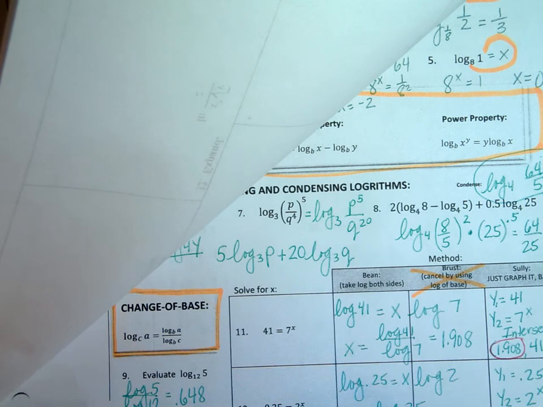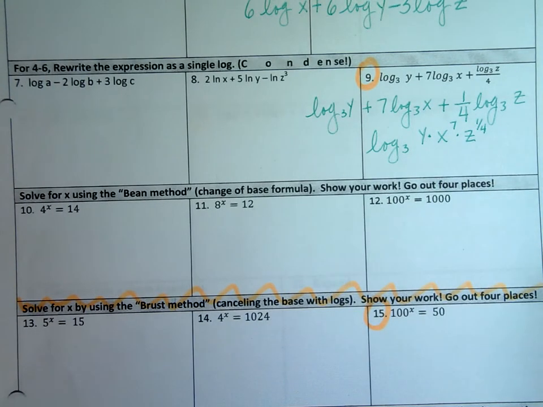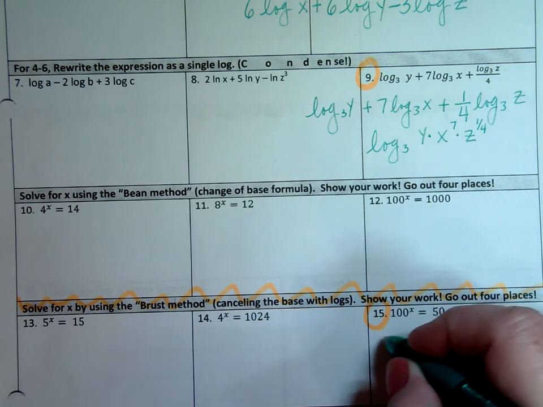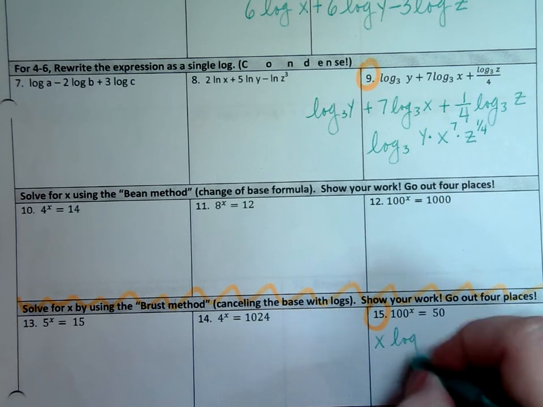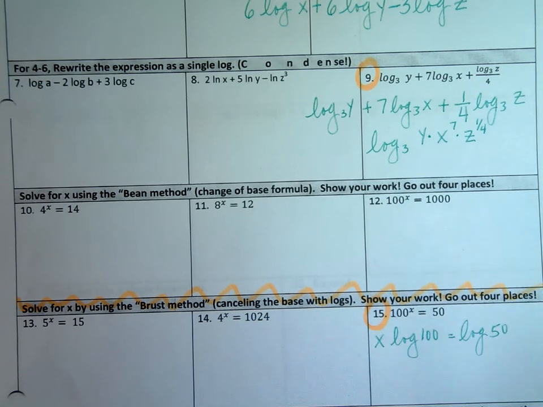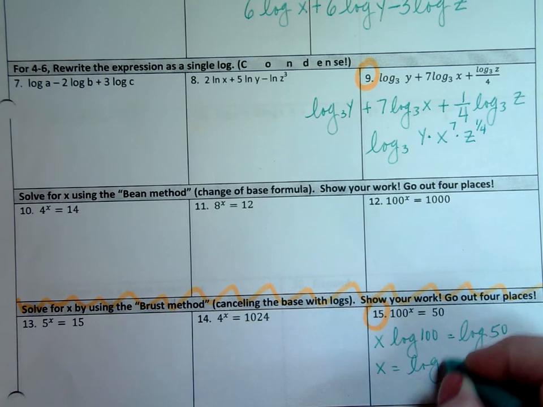So I have the power in the exponent. I want to get it down, and the only way I can do that is through logarithms. So I'm going to make this x log of 100, so I can bring that power down, equals the log of 50. How do you solve for x? You divide by the log of 100. x equals the log of 50 over the log of 100.